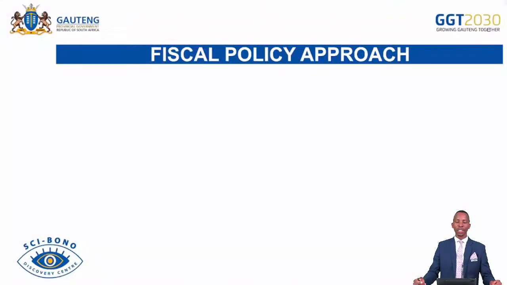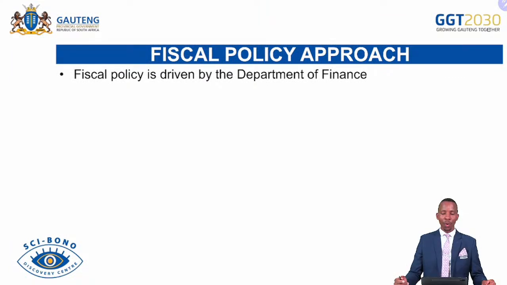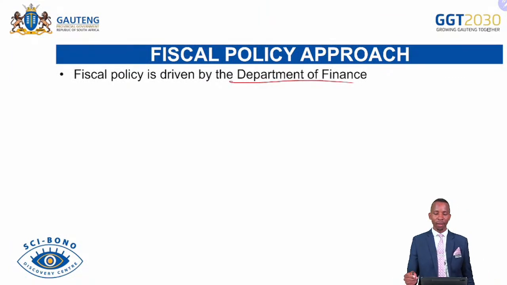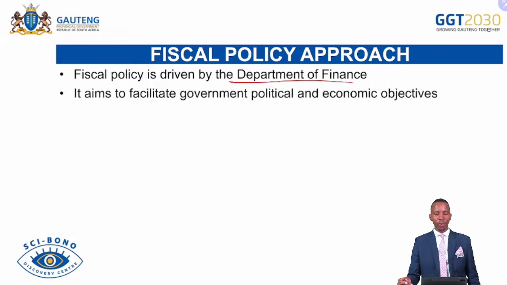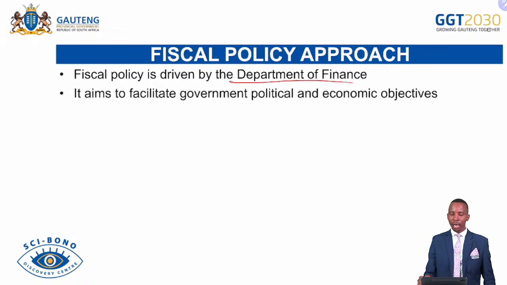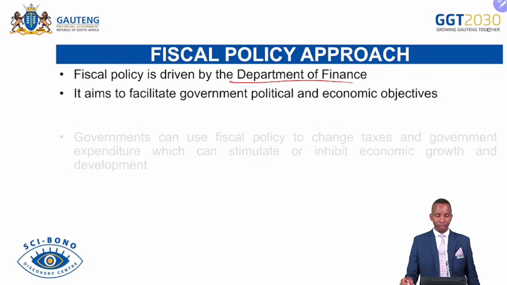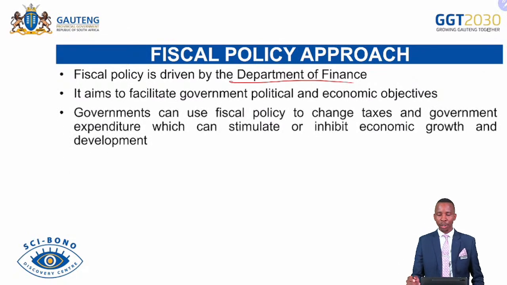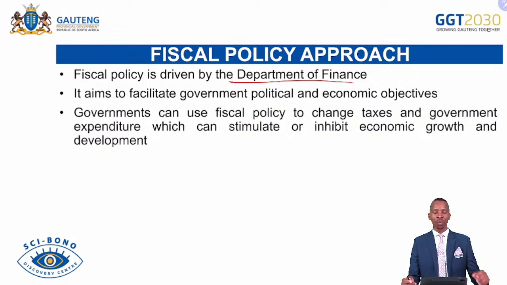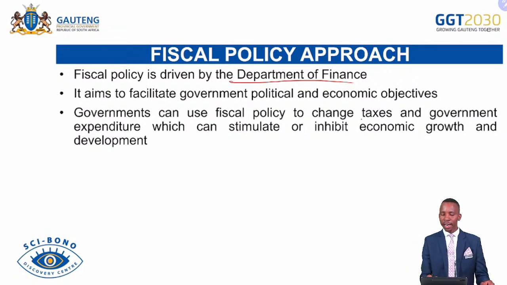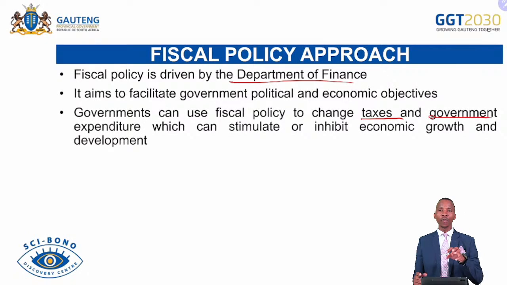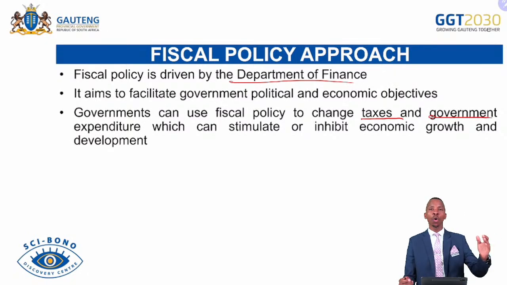And then we move to fiscal measures now, the fiscal approach. We know that fiscal policy is driven or controlled by the Department of Finance in South Africa, and it aims to facilitate the government's political and economic objectives. The government can use fiscal policy to change taxes and government spending, which can stimulate or inhibit economic growth and development. So the state uses two instruments, taxes and government spending. The use of these policies can either be expansionary or contractionary.